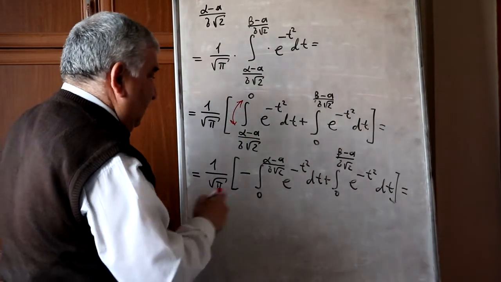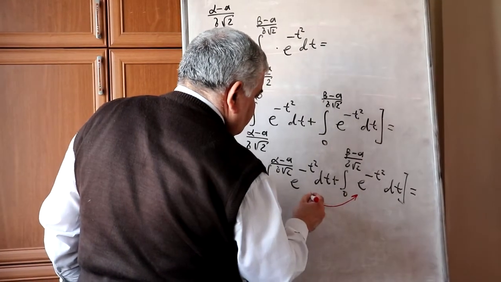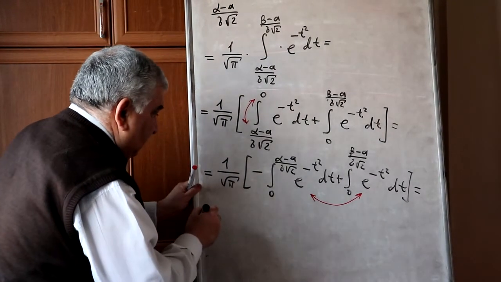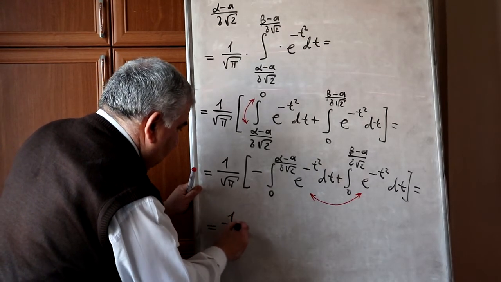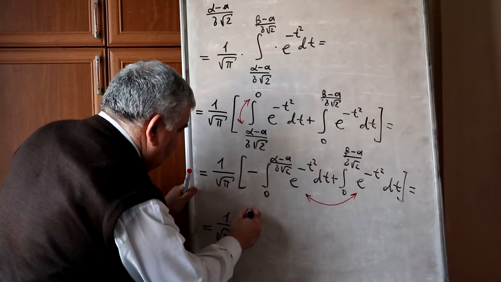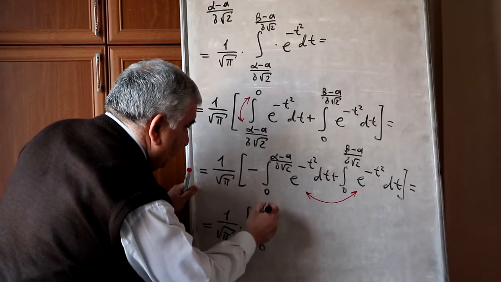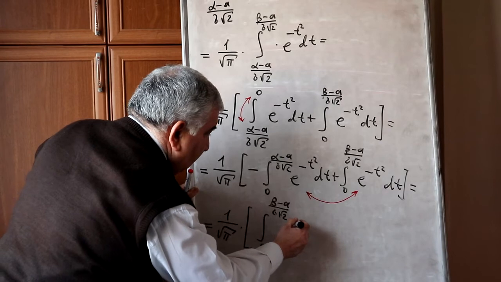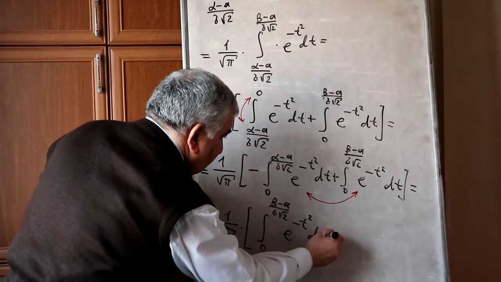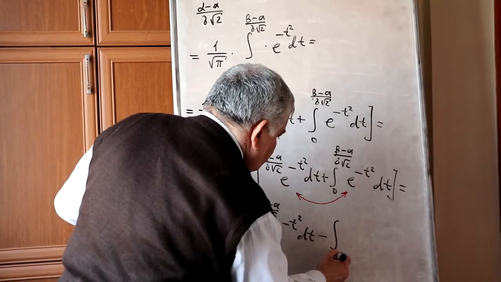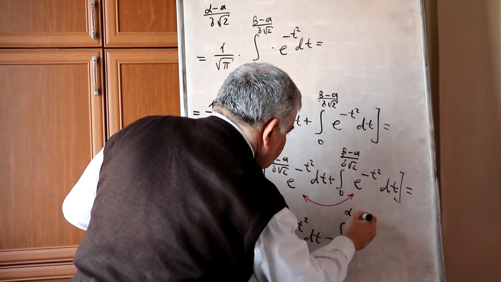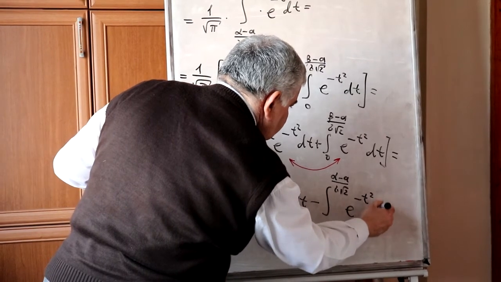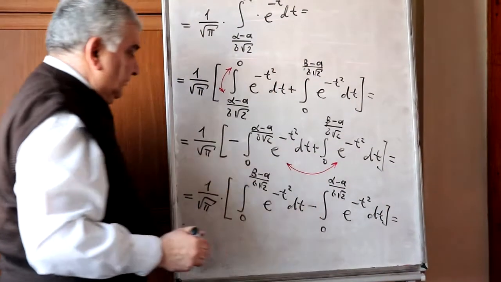Then change the places of these integrals. 1 over square root of pi multiplied by the integral from 0 to beta minus a over sigma square root of 2 of e to minus t squared dt, minus the integral from 0 to alpha minus a over sigma square root of 2 of e raised to minus t squared dt. Then continue.